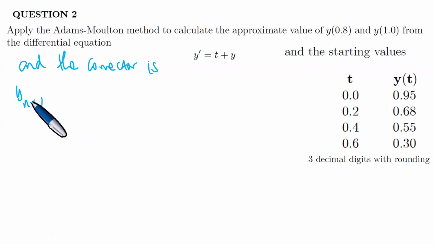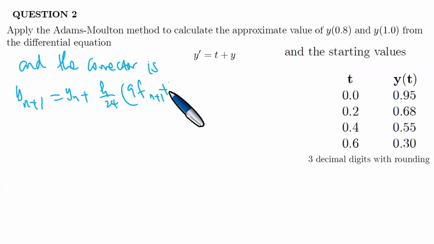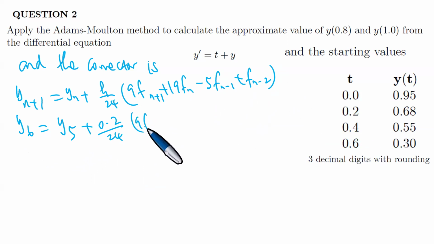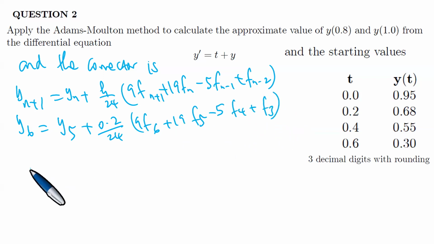Yn plus 1 is the corrector, plus h over 24, plus 19fn, plus fn minus 2. So which means the corrector of y6. Making n equals 5, we did. H became 0.2 from the table. And therefore, this one is a 6. F4, F3. Y6.